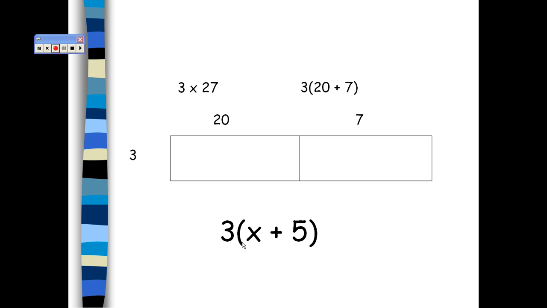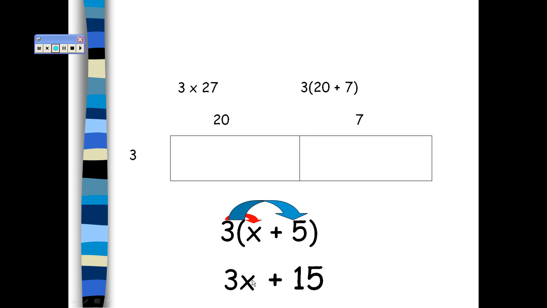And the same thing happens when you're expanding brackets or multiplying out brackets with algebra in. First of all, the 3 times by the x to make 3x, but then just like you did up here, you didn't just multiply 3 by 20, you also multiplied 3 by 7. Down here, you do multiply the 3 by the x, but you also multiply the 3 by the 5 to get 3x plus 15. All you've done is you've expanded the brackets.